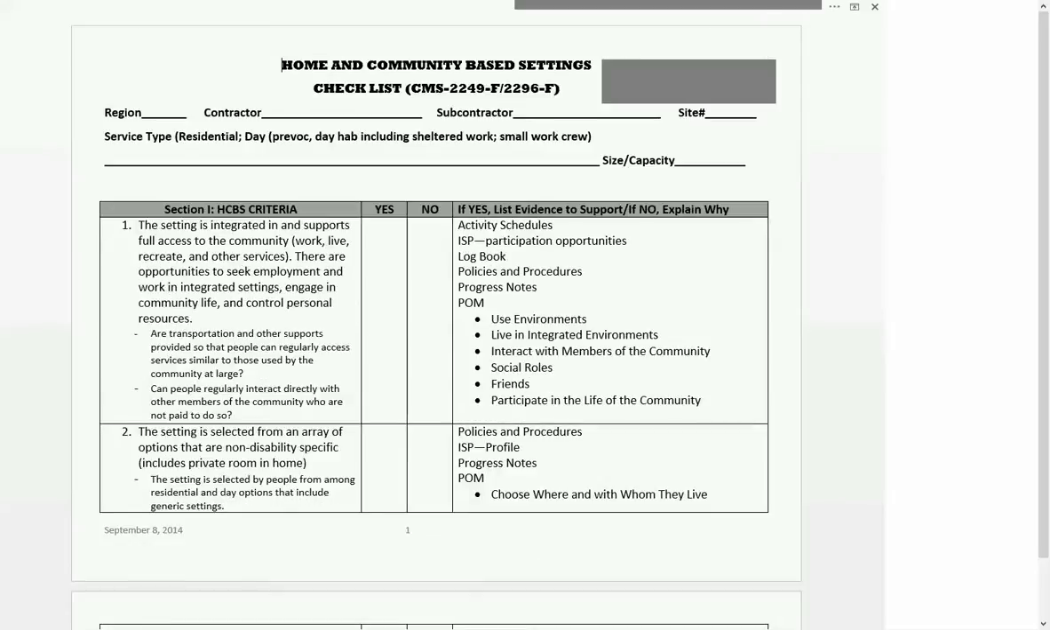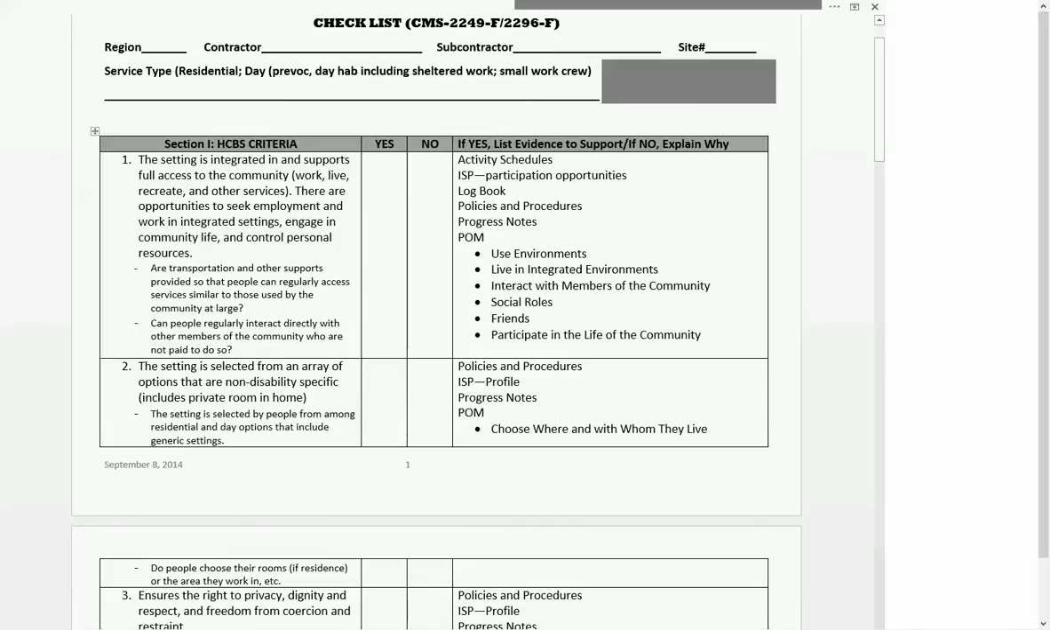You may have other examples of evidence within your organization that I did not put up here. Once you do question 1, the setting is integrated and supports full access to the community, you'll go to the second question.